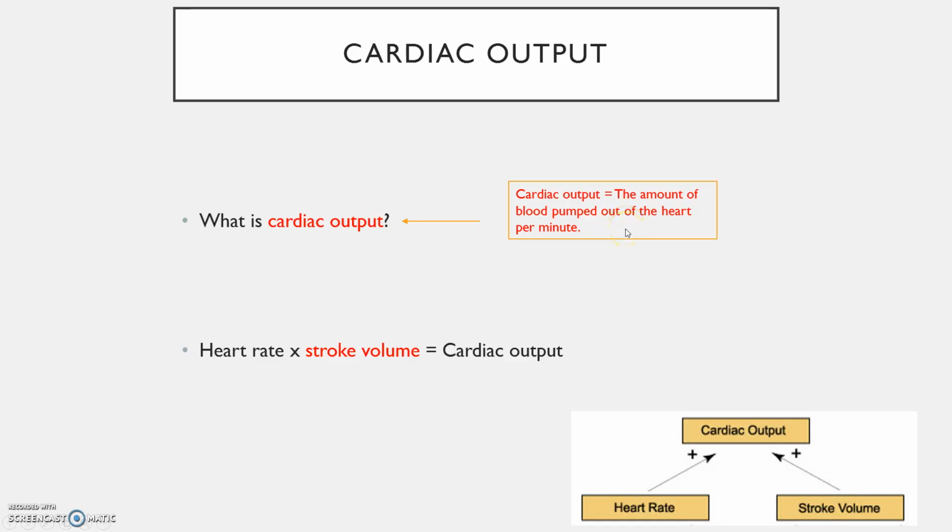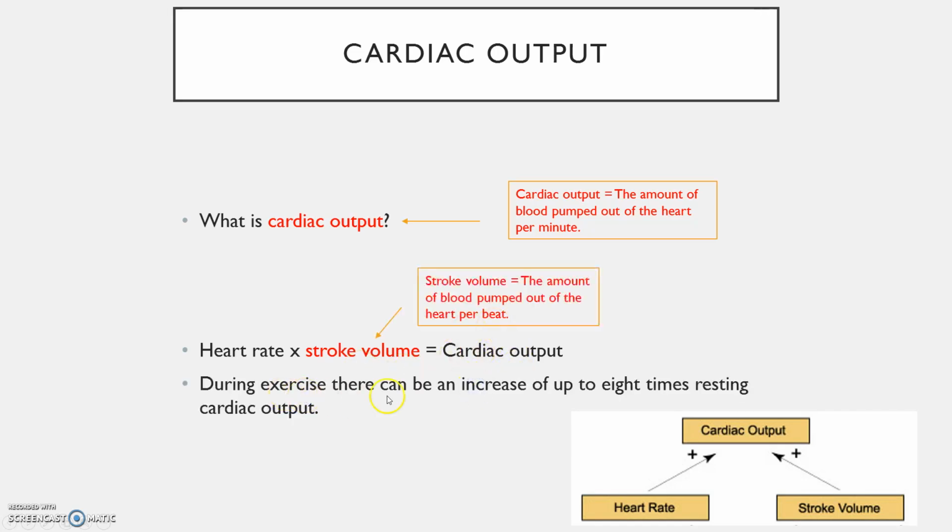Now, a short-term response of exercise on cardiac output is it increases. It increases because our heart rate increases, as we've spoken about with regards to the anticipatory rise, and our stroke volume increases, the amount of blood that leaves the heart per beat increases. Therefore, cardiac output is definitely going to increase. During exercise, there can be an increase of up to 8 times resting cardiac output. That is so that the working muscles get more oxygen, which means that we can work for longer periods of time at higher intensities.